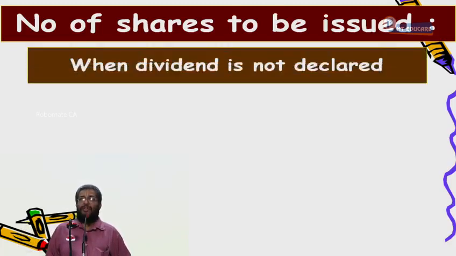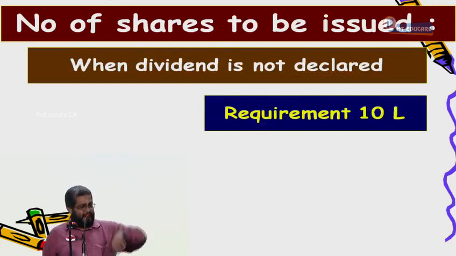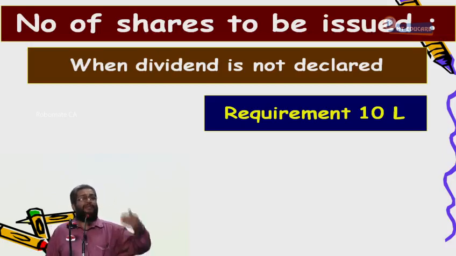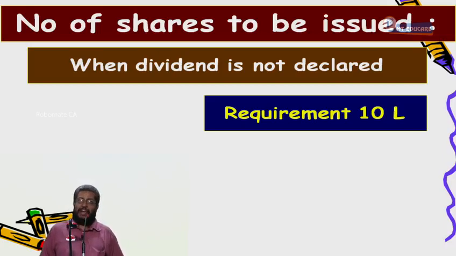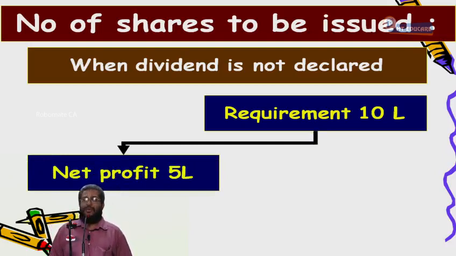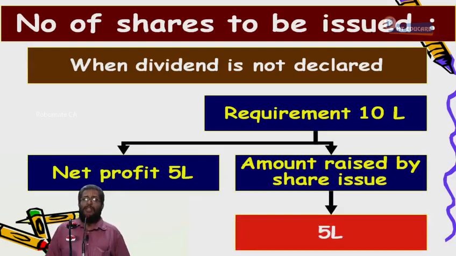10 lakhs. So, when dividend is not declared, first situation, I require how much here? 10 lakhs. Entire 10 lakhs, should I raise through new issue? No. In which already I will be financing through what? Retained earnings. How much of base? 5 lakhs. The current year profit of 5 lakhs retained earnings can finance my investment. Out of the 10 lakhs, finance 5 lakhs through what? Net profit or retained earnings. What should be the new issue amount? The balance 5 lakhs. Yes or no? This 5 lakhs I should issue to new shareholders.